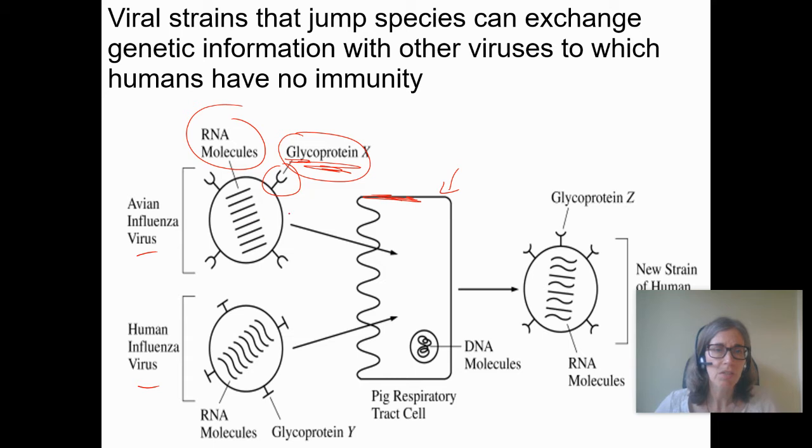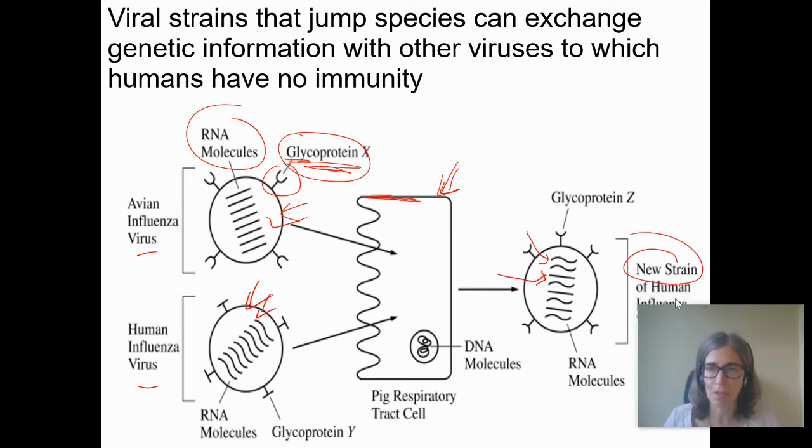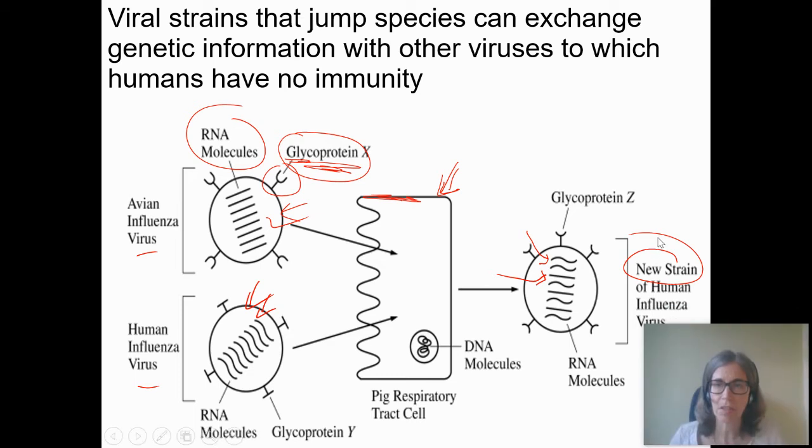So anyway, these are two separate viral particles. They both are infecting the same host cell. When the new viruses are packaged, it's possible that a virus can be produced that has some of this one's genetic material and some of this one's genetic material, producing a new strain of a virus that can infect humans. That's not good. So that is one way that a new viral strain can be produced.